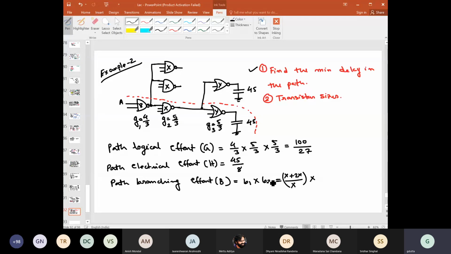Similarly, we can apply the same thing here if you want. Otherwise, by seeing only, you can say here it becomes 2. But as we are doing it for the first time, I am writing it: y plus y. So it is basically 3 into 2, which is 6. So the path branching effort is 6. Then what is the total path effort?